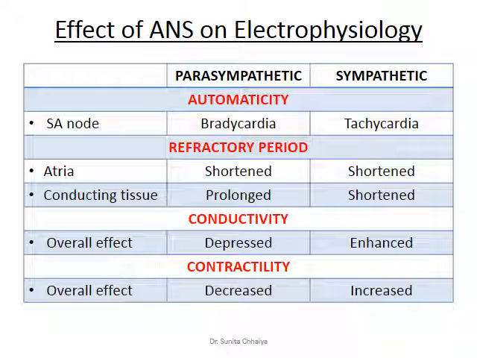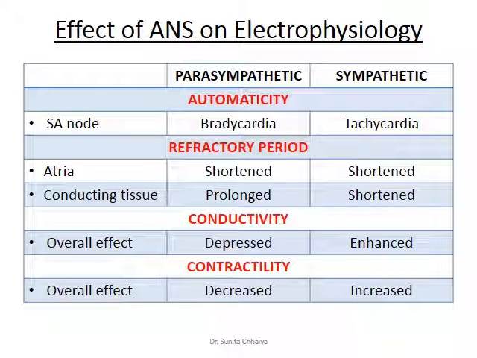Regarding the refractory period, it is shortened in the atria through both the parasympathetic as well as the sympathetic nervous system. While in conducting tissue, it is prolonged through the parasympathetic and shortened through the sympathetic nervous system. When the refractory period is shortened due to the sympathetic nervous system, the conduction rate is increased. So conductivity is reduced through the parasympathetic system, while it is enhanced through the sympathetic nervous system.